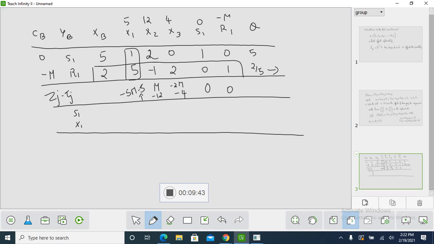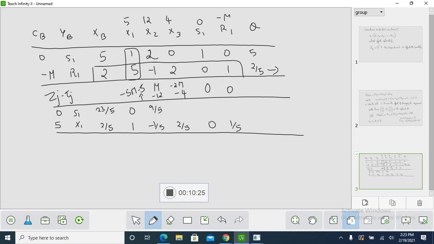My X1 cost is 5. My S1 cost is 0. Now, key row, I have to divide by the key element. So I will have 2 by 5, 1, 0, minus 1 by 5. I will have 2 by 5, 0. Then I will have a 1 by 5. 5 minus 2 by 5, so 25 minus 2 by 5. I will have 23 by 5. Check here. Then here I have 2 minus 1 by 5. 10 minus 1 by 5. So I will have a 9 by 5.